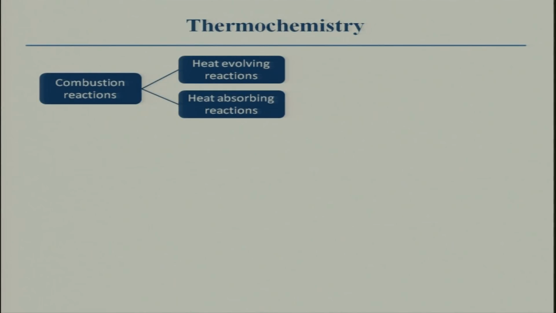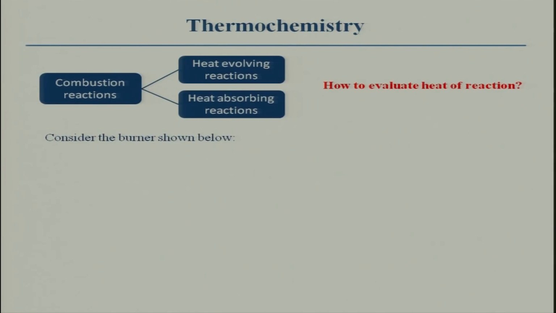In combustion reactions, heat can be evolved during the reaction, or heat can be absorbed during the reaction, right. If it is evolved, what do we call it? We call it an exothermic reaction. If it is absorbed, we call it an endothermic reaction. So, the question arises, if some heat is being evolved and we need to find it out during certain reactions, then we will have to find out the heat of reaction.